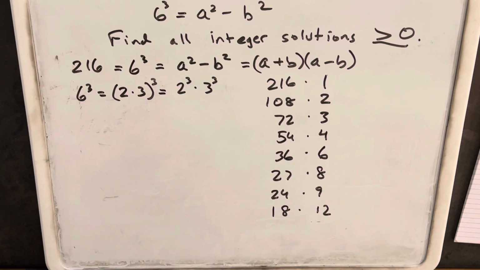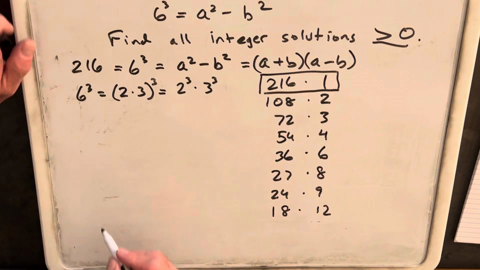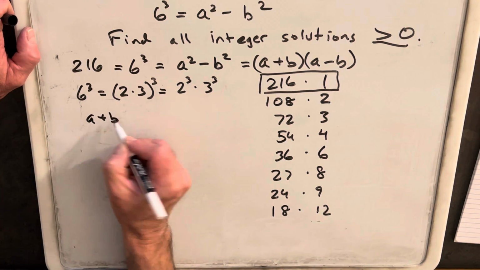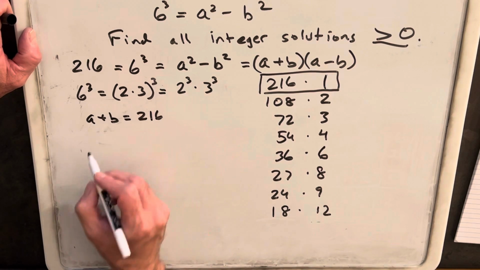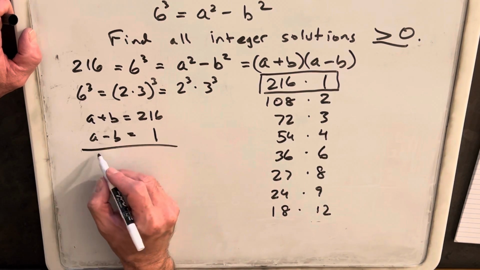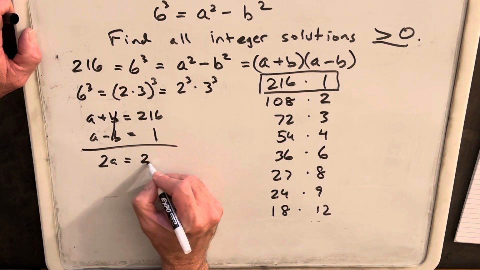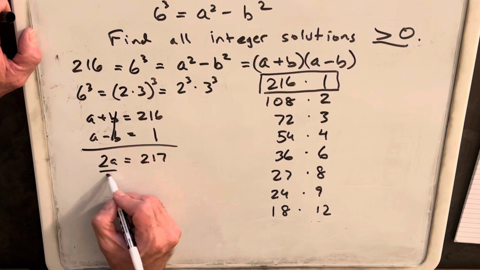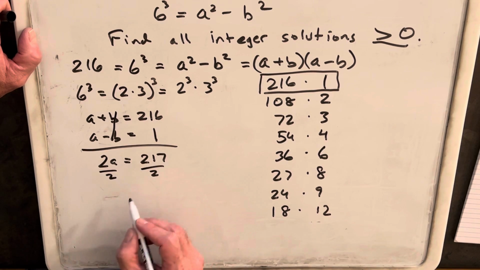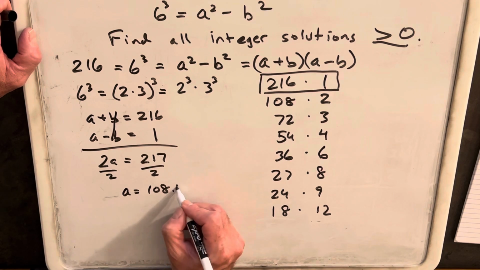Now the other thing we can do is eliminate a few more. Actually, we'll try to solve this one and I'll show you how we can eliminate some more. So we're saying that a plus b equals 216, a minus b equals 1. When we add these together, the b's will cancel. We'll have 2a equals 217. Dividing by 2 on both sides, we end up with a equals 108.5.